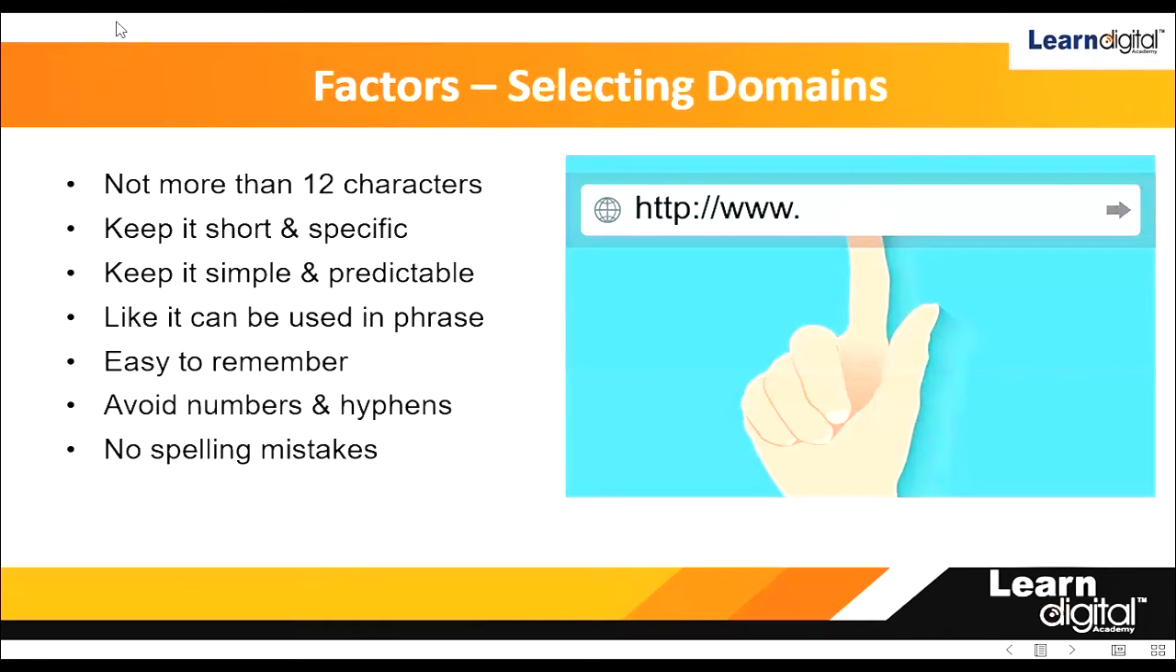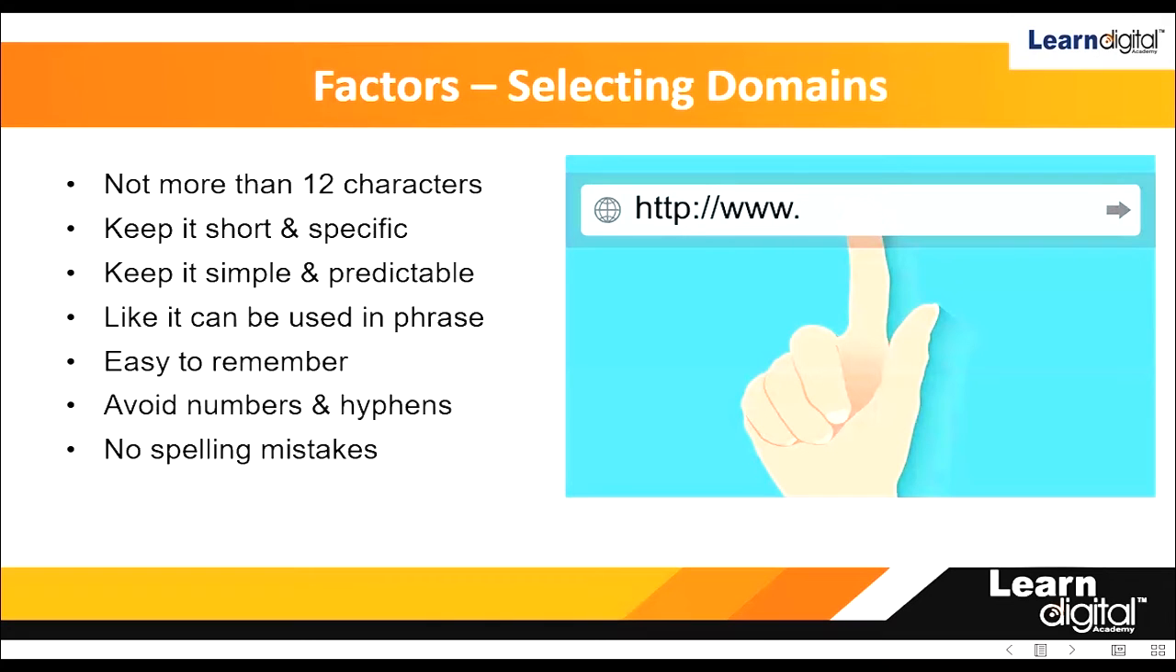Before selecting a domain, you should think of your business name. Your website name should be related to your business as well, right? So keep this point in mind. While selecting your domain, you have to focus on the characters, right? Not more than 12 characters you should select. Whatever the domain name or website name you're selecting, the ideal character limit is 12.